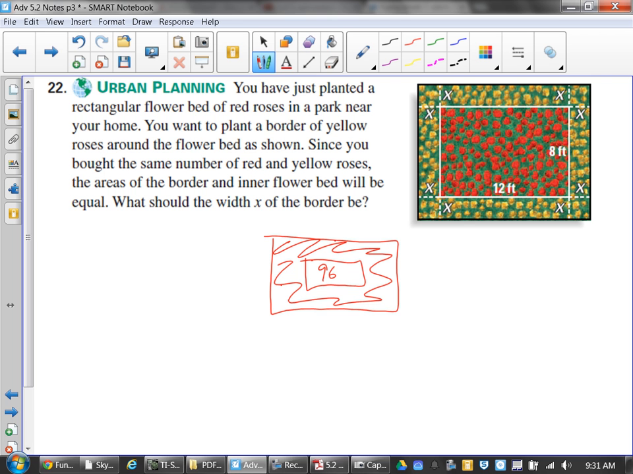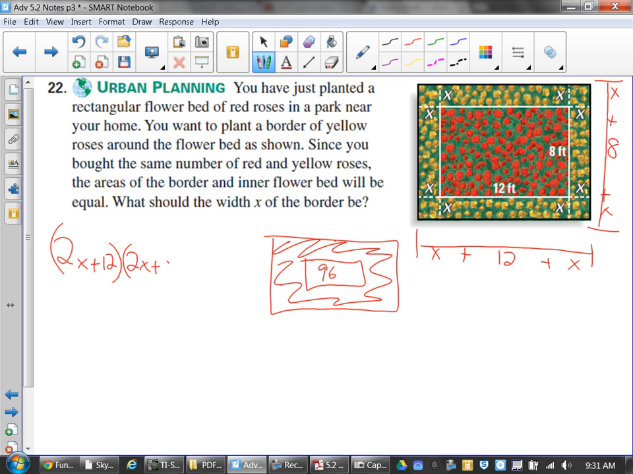Your large area now becomes 12 plus x by 8 plus x plus x. Everybody okay with that? Absolutely. So when I set this up, the area of the large rectangle would be 2x plus 12 times 2x plus 8. Now, to that area, since I've got to cut the hole out, I need to subtract out the red rose bushes, which had an area of 96.